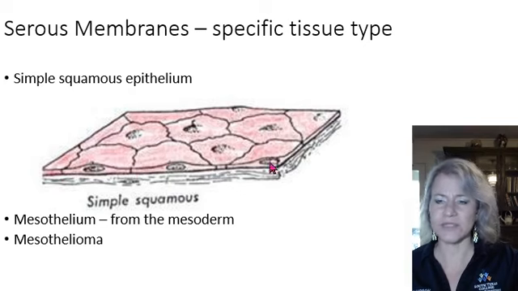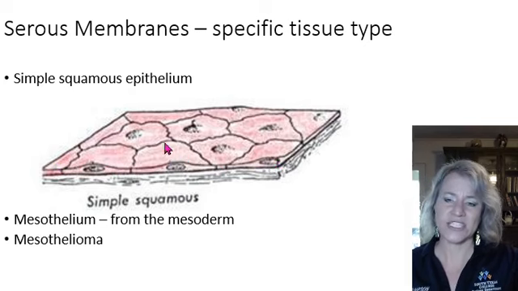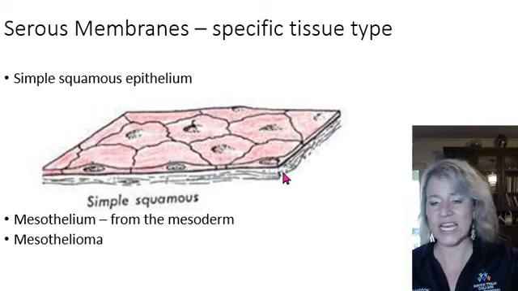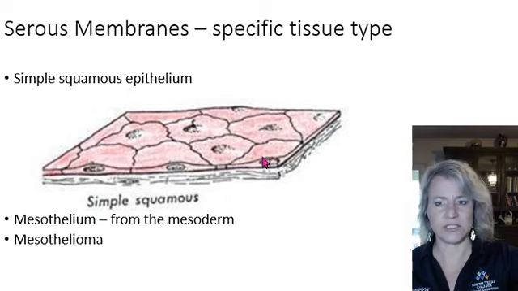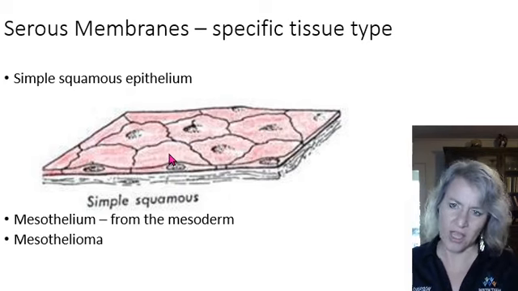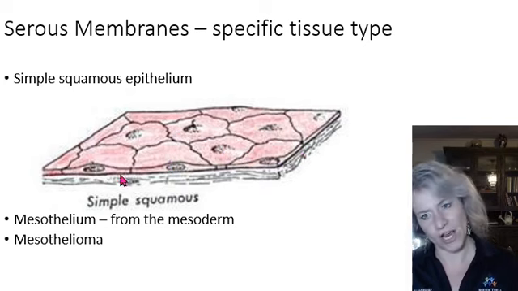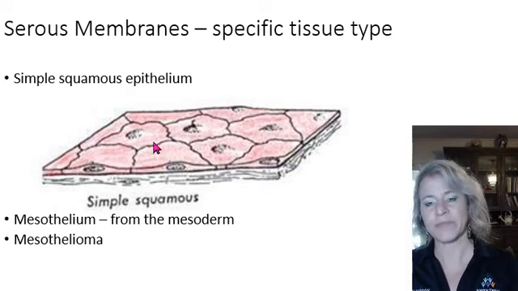So this is the type of tissue. This is kind of what it looks like: just one layer of this flat, scale-like cell. So it's a very thin layer of this tissue that makes up the serous membrane. This would be the tissue that makes up the visceral layer of the serous membrane, and the parietal layer, which are both simple squamous epithelium.